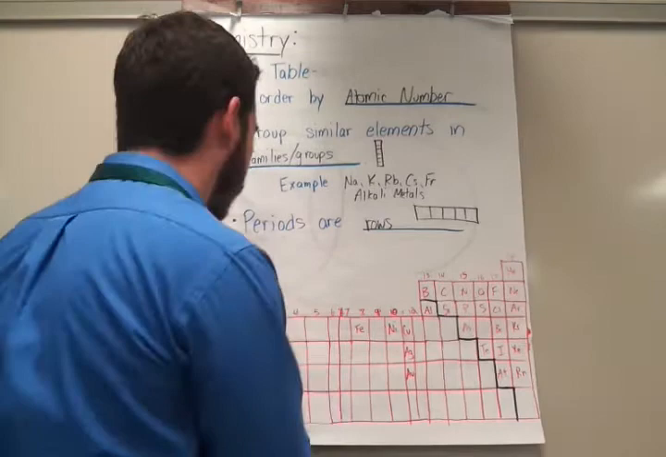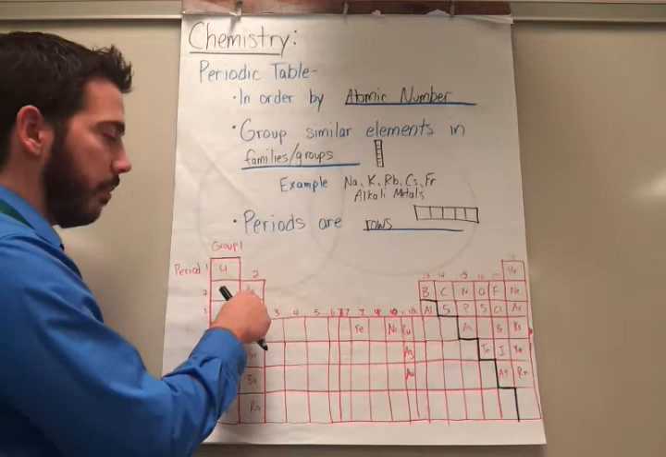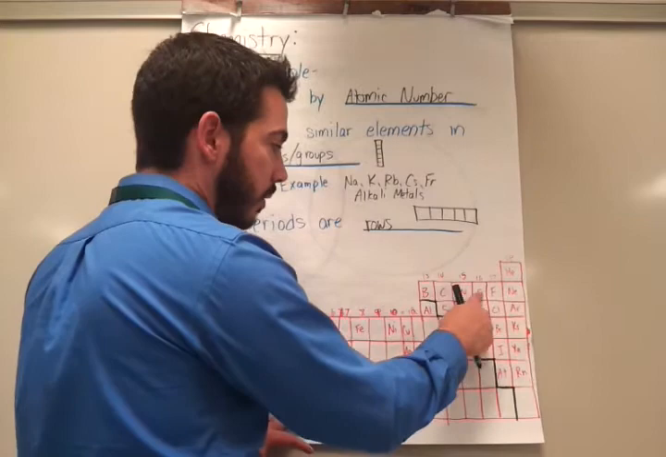For example, if you go across this row here, lithium is an alkali metal. We've got beryllium, which is an alkaline earth metal. Boron's a metalloid, then nonmetal, nonmetal, nonmetal, nonmetal, and noble gas. So we've got quite a few different things in that one row.